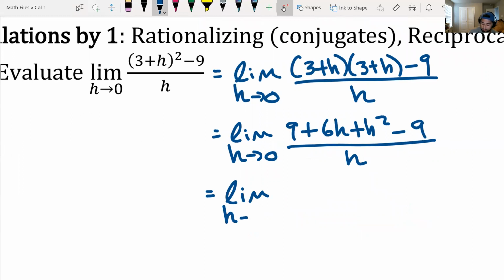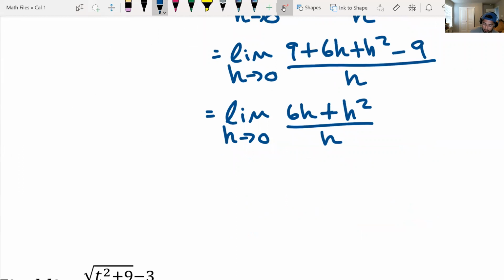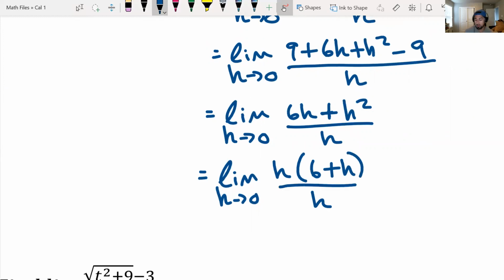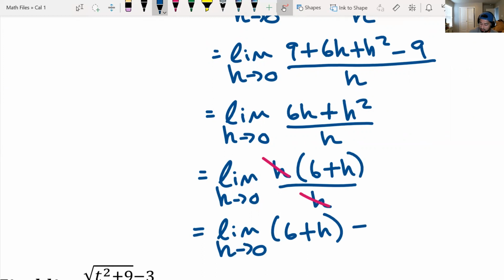And you'll get the limit as h approaches 0 of 6h plus h squared over h. And then we do everything properly here. You can factor out an h, which means you'll get h times (6 plus h) over h, and your h's will cancel. And all that's left is the limit as h approaches 0 of 6 plus h, which means it is now safe to plug in 0. And if you plug in 0 to 6 plus h, you will get just 6. There it is.